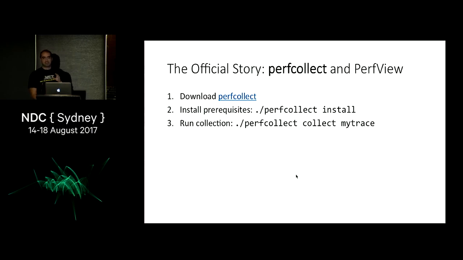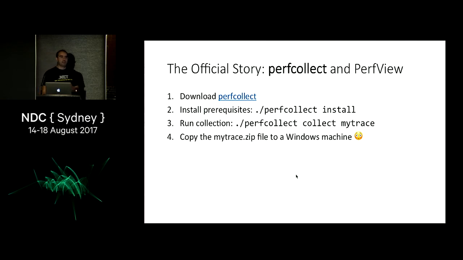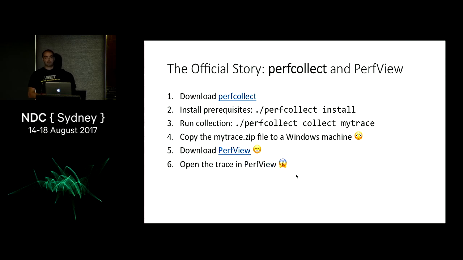Now the workflow gets a little more shady. You take that zip file and you copy it over to a Windows machine, because you can't analyze it on Linux using perfcollect. Then you download PerfView, which is a really great tool for Windows. It's free. It's a Microsoft developed tool for analyzing performance traces, for recording ETW events, really, really useful. And then you open the trace in PerfView and you can look at the events, and you can figure out which functions are taking lots of CPU time in your .NET Core on Linux application.